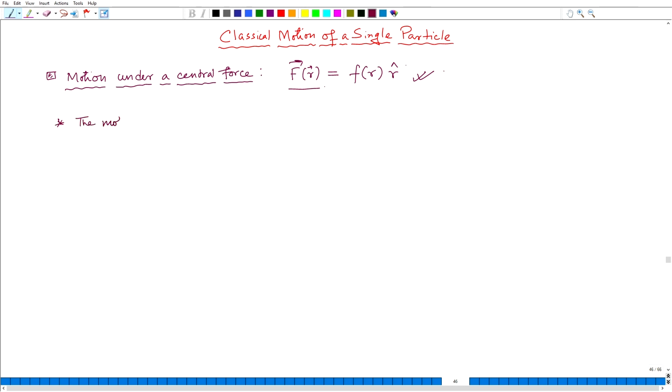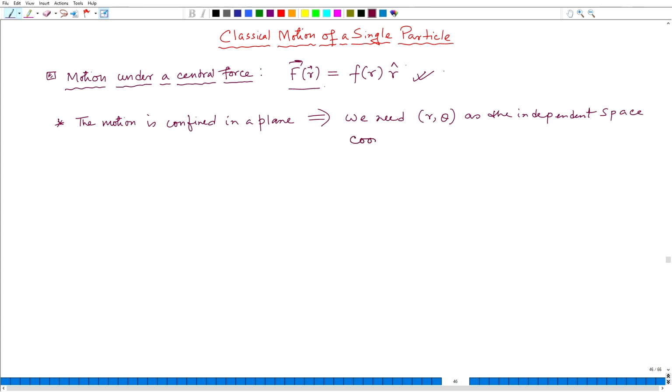the motion is confined in a plane, and that is why we just need r, theta as the independent space variables, space coordinates actually. Then again we had another conclusion from the conservation of the angular momentum as well.